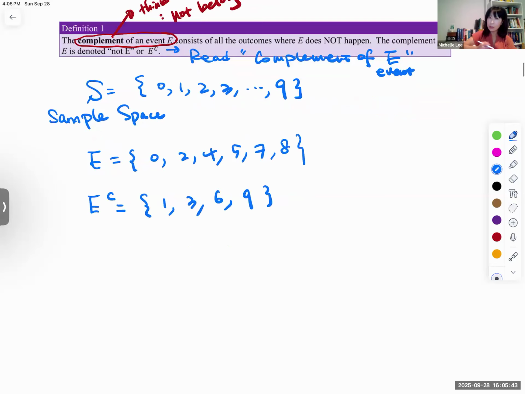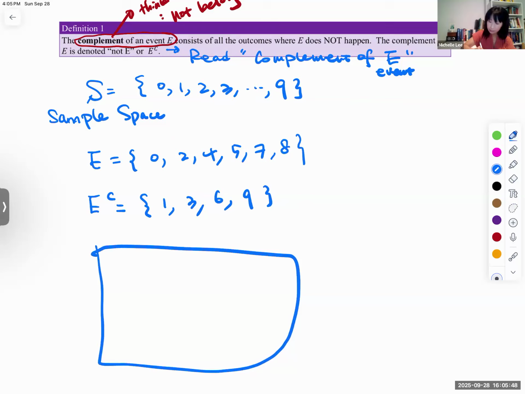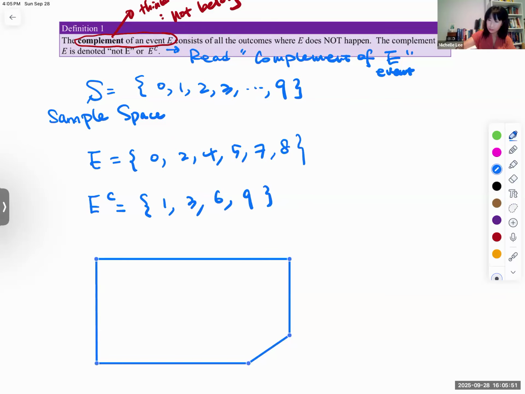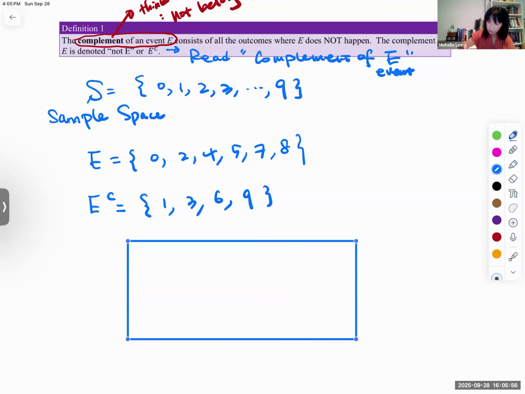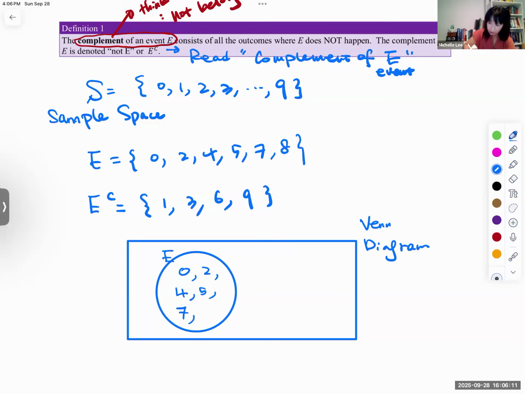If we are using a Venn diagram here, this is the Venn diagram. So we have event E, which has 0, 2, 4, 5, 7, 8. Then not belonging to E, which is 1, 3, 6, 9. Make sense?